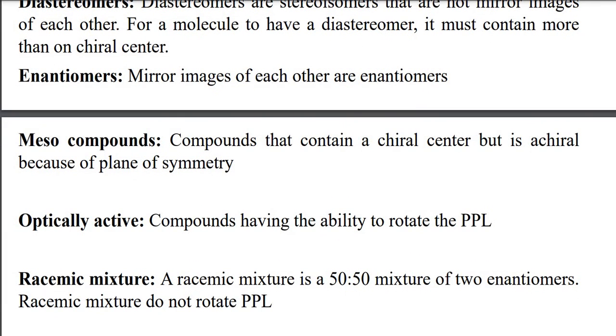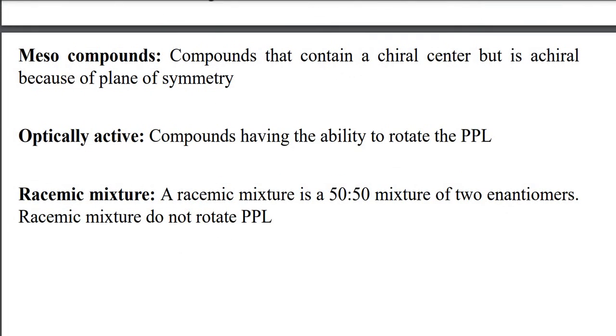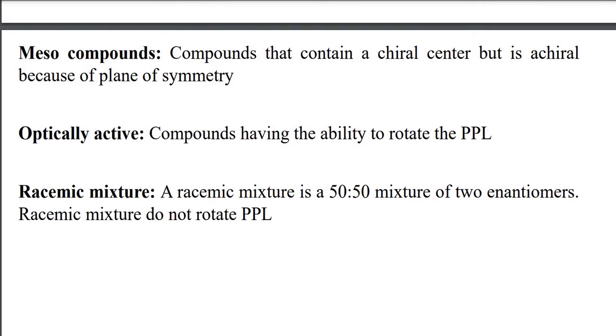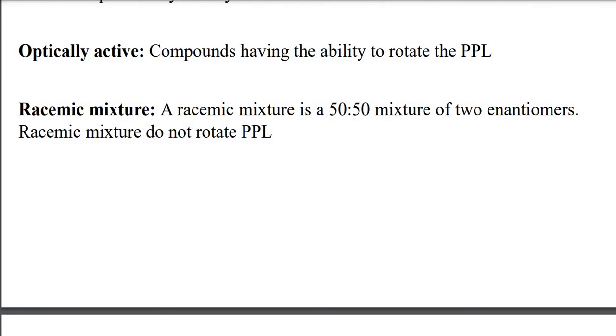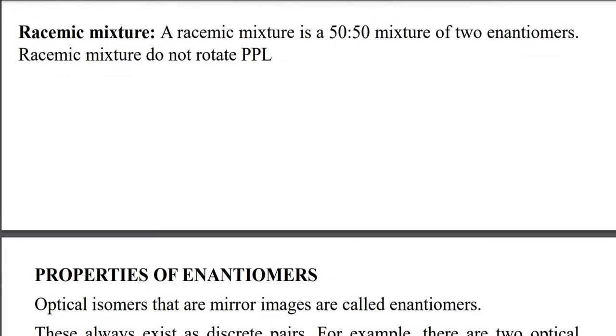What is a meso compound? A compound that contains a chiral center but is achiral because of a plane of symmetry. Optically active means what? A compound having the ability to rotate the PPL. Racemic mixture. What is a racemic mixture? A racemic mixture is a 50-50 mixture of two enantiomers. A racemic mixture does not rotate PPL.